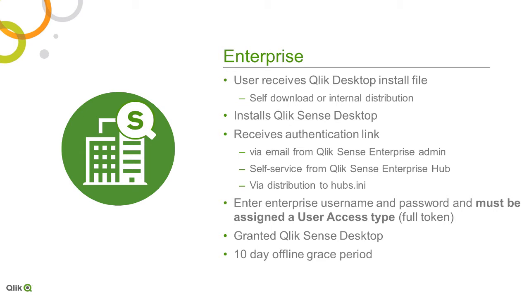Then we have a new concept called the authentication link, or the magic link internally. This can be distributed in a lot of different ways. We will look at all of those ways in this talk. You can, of course, send it via email, or write it on a piece of paper and give it to the user. Don't do that. But there are also self-service options from the hub, and there's a distribution method using hubs.ini.